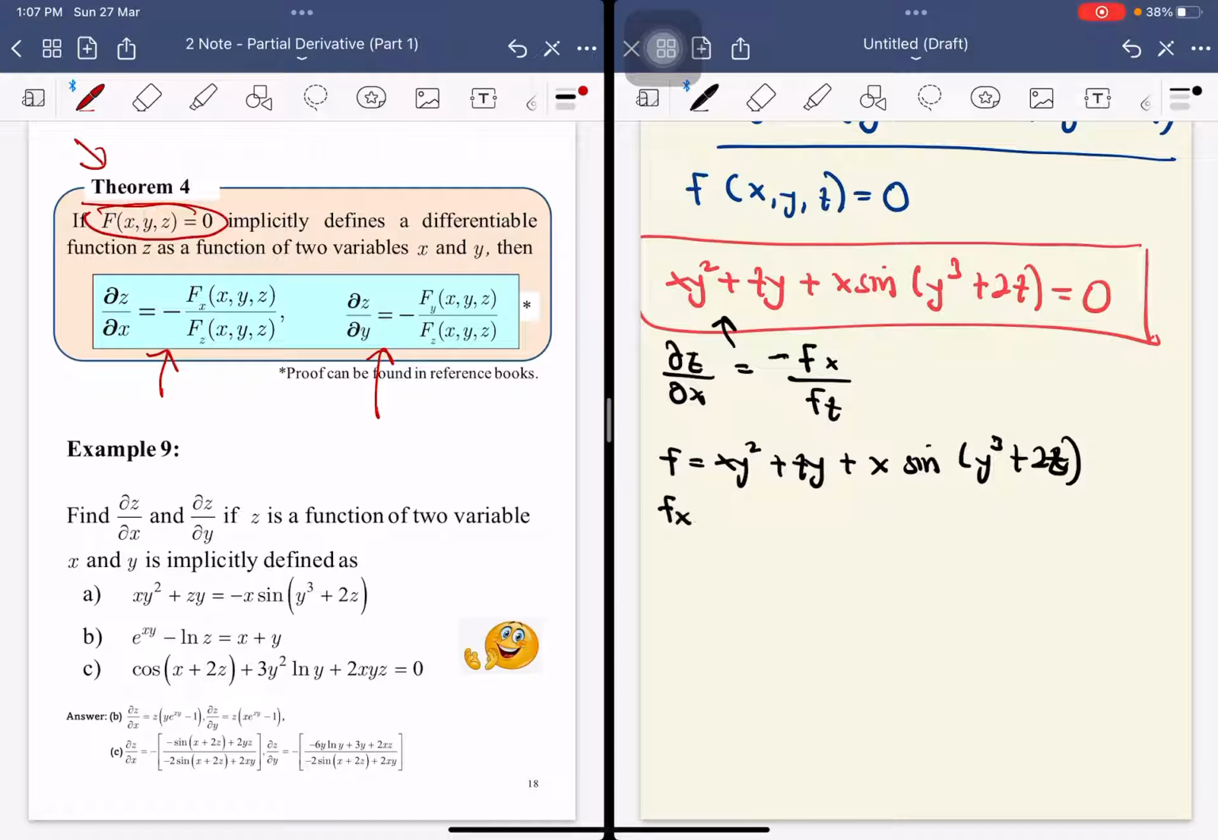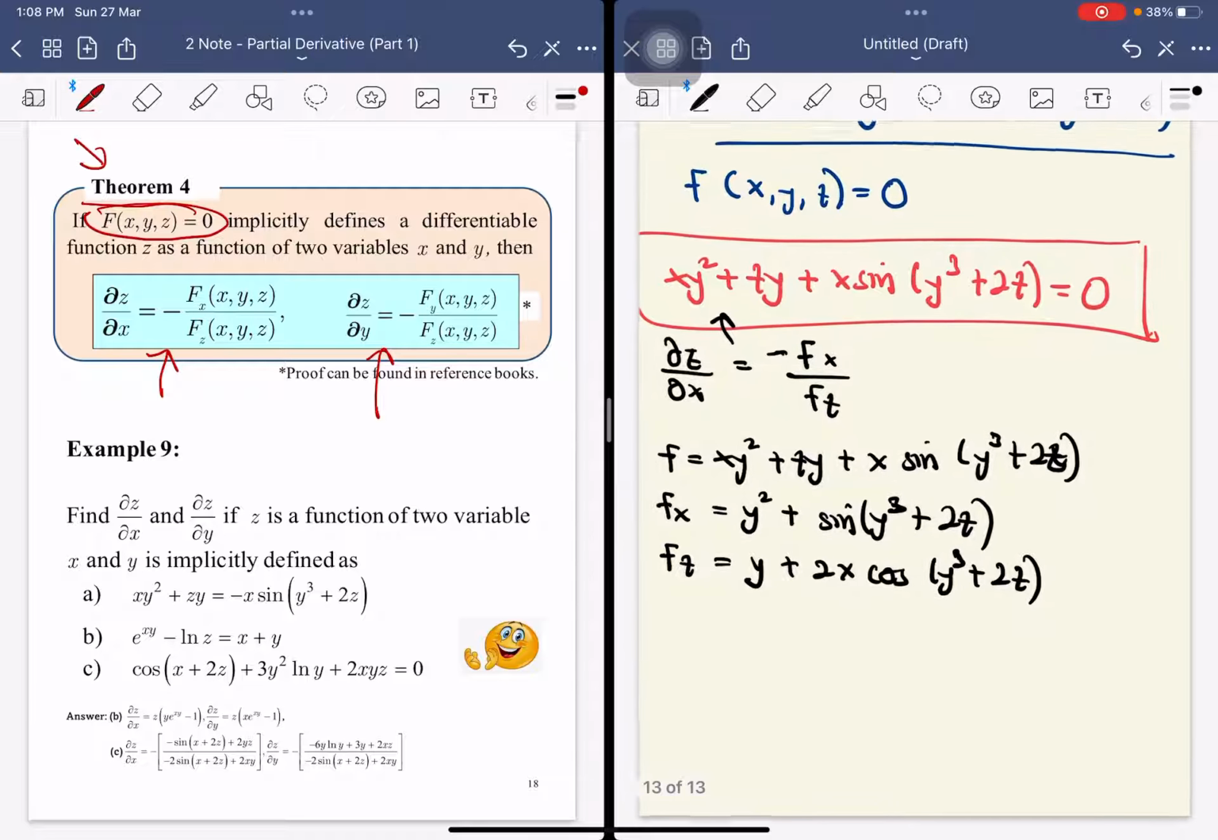So let's differentiate with respect to x. You're going to have y squared plus sine y to the power of 3 plus 2z over here. The next one is Fz. Now we differentiate the big F with respect to z. So we're going to have y plus 2x cos y to the power of 3 plus 2z over here.